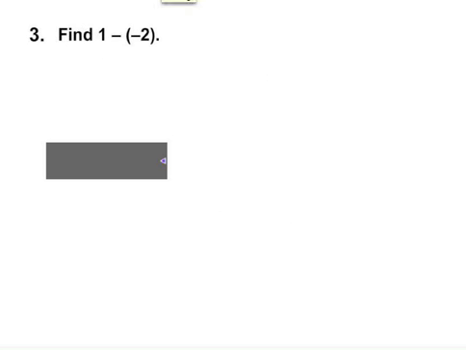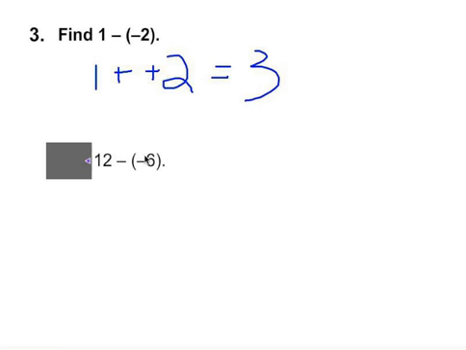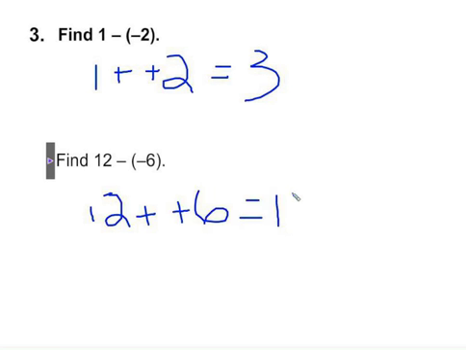Alright, so now I've got 1 minus negative 2. That's going to become 1, keep, change, change. So I get 3. Okay, 12 minus negative 6, same story. It's going to become 12 plus positive 6. So I get 18. Hopefully this is coming back to you.